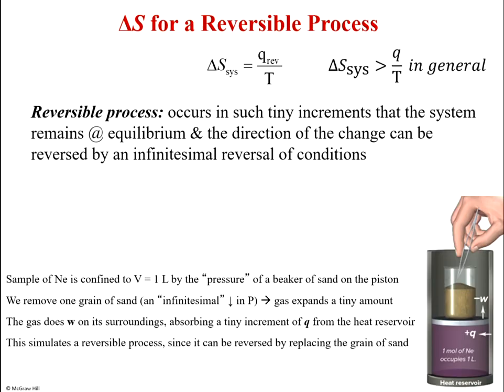In general, for processes that may be reversible or irreversible, delta S for the system is greater than or equal to Q divided by T. If it's irreversible, it's greater than Q over T. If it's reversible, it's equal to Q reversible over T.